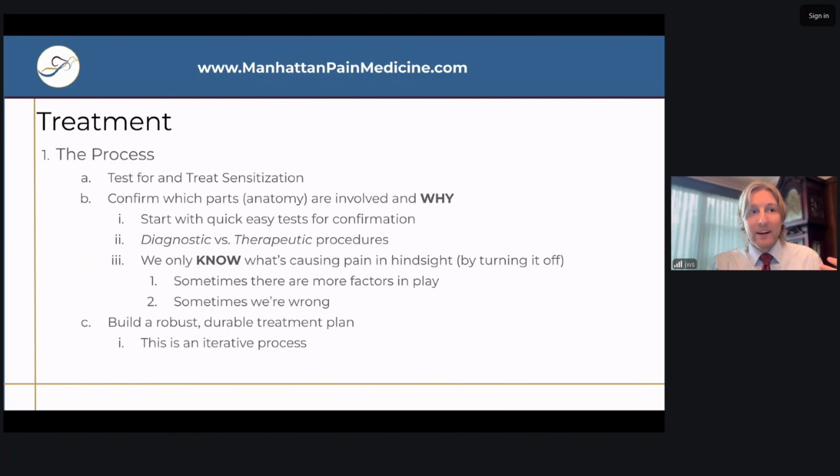So this is where I may find a pain generator. I may turn a pain generator off, but because their brain is sensitized, they don't fully appreciate that it is off. The other analogy I'll use, not really analogy, but if they have 3 different sources of pain and they're all causing 8 out of 10 pain, if I take one of those 8 out of 10 pains away, their brain still feels 8 out of 10 pain.